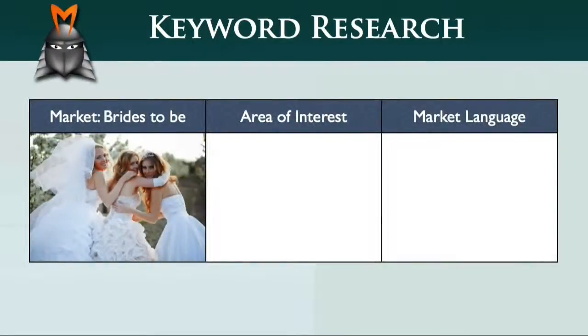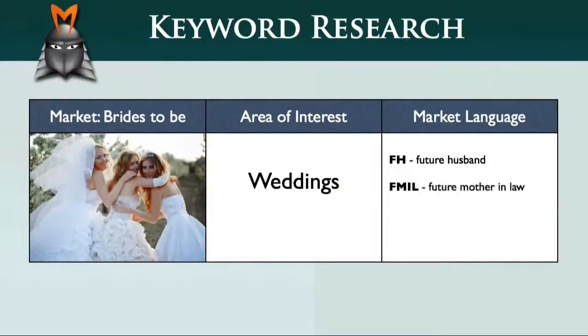The brides-to-be market is made up of women who are currently planning a wedding. Their area of interest is, of course, weddings. And some examples of the language that is used by members of this market include FH, which is an abbreviation for future husband, FMIL, which stands for future mother-in-law, and MOH, which stands for maid or matron of honour.